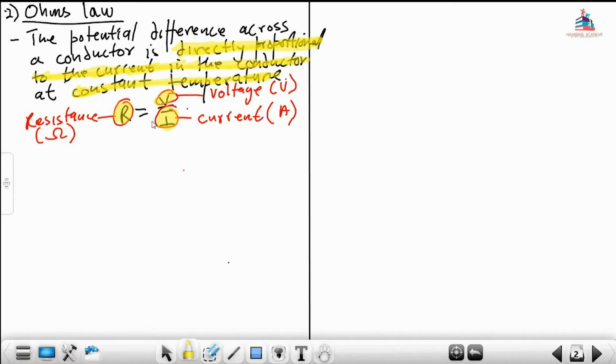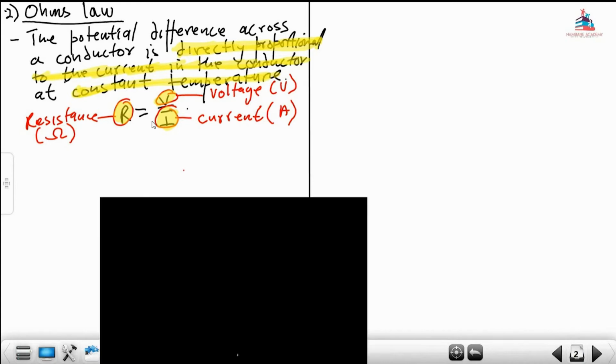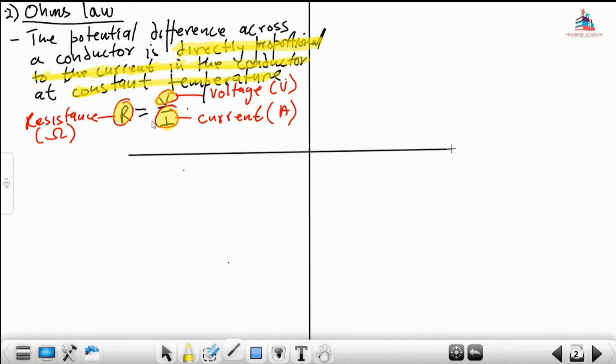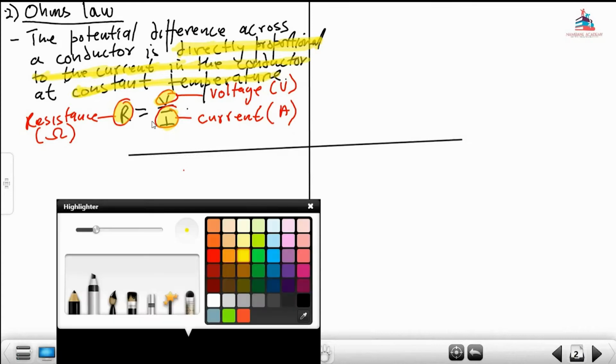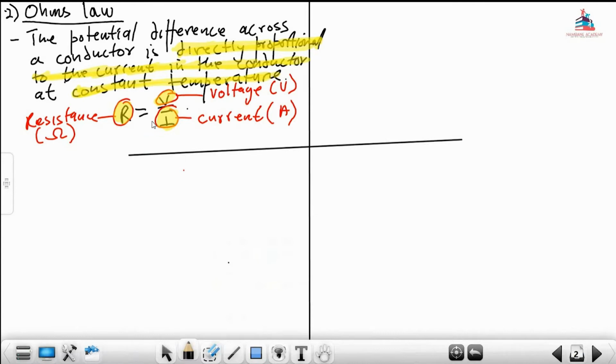But obviously we have conductors that obey and conductors that do not obey Ohm's law. So what we realize is different conductors behave differently. So we have ohmic resistors or conductors, and then we have non-ohmic resistors or conductors.